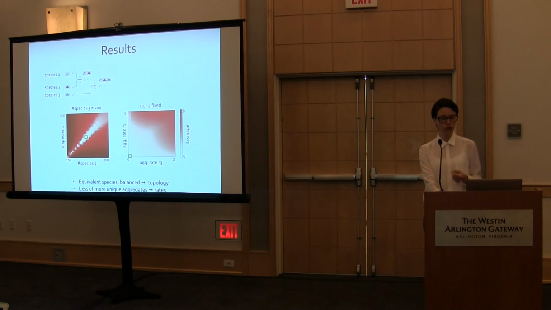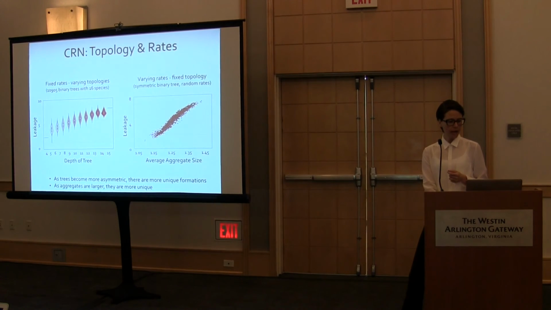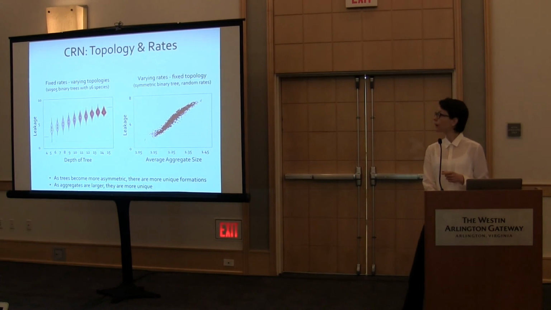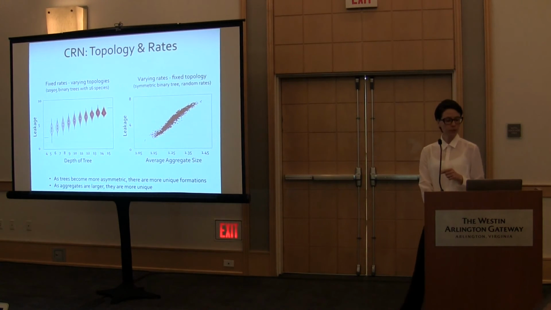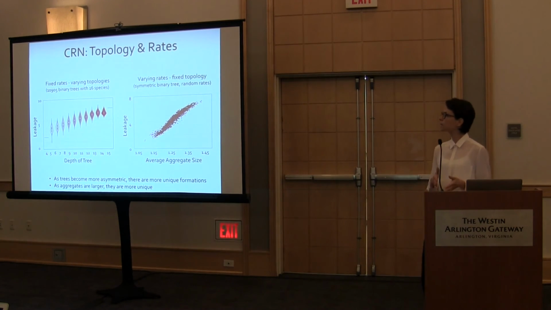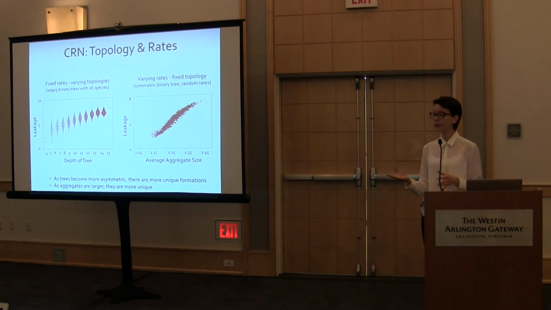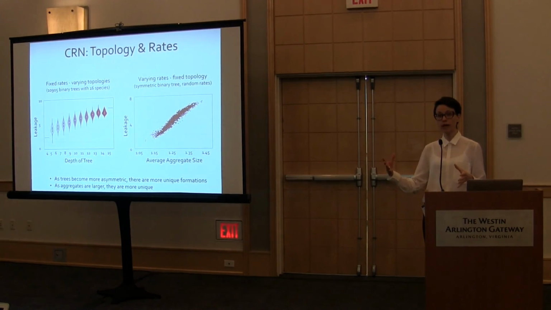So next I'd like to generalize these conclusions on larger case studies. We formulated this problem as a binary tree. So we're looking at an aggregation mechanism that can be represented as a binary tree with 16 different leaf nodes, so 16 different species. On the left-hand side, we're looking at the leakage as a function of the depth of the tree. As the depth of the tree increases, we're creating more asymmetric aggregation mechanisms, which also means that we have more unique aggregates, and because of that, the leakage is also increasing.